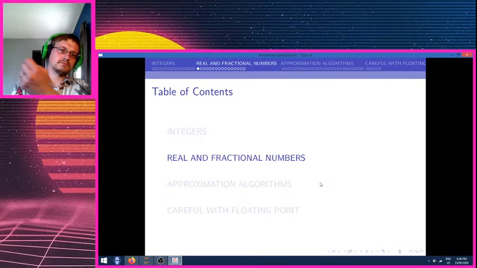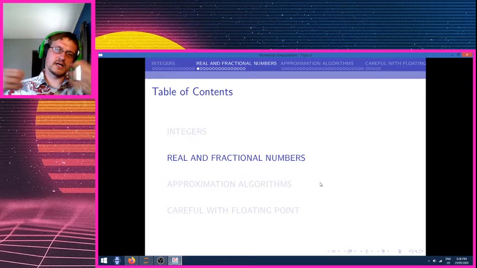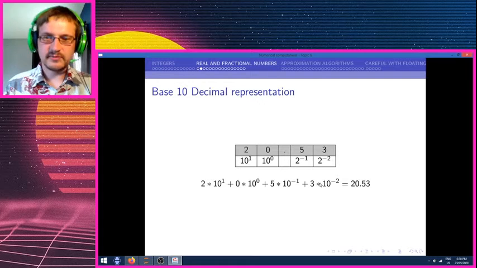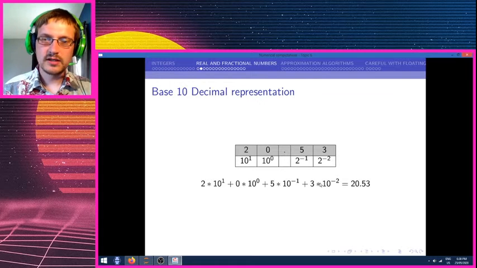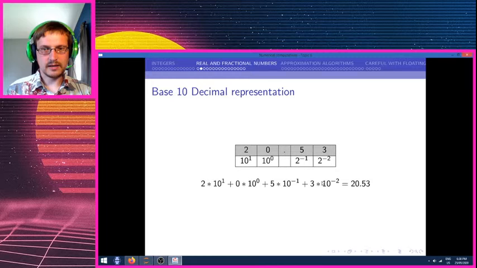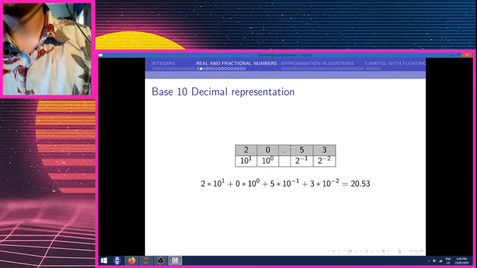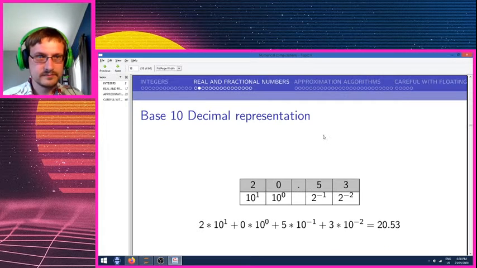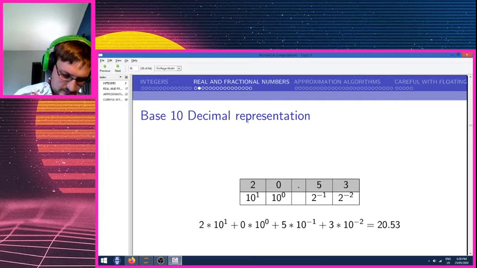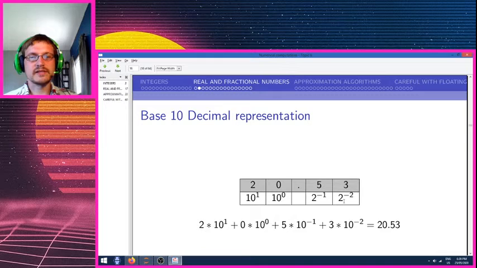Anyway. So, let's talk about how to represent real numbers, as opposed to all those fake numbers we've been doing up till now. Ooh. There's a mistake on this slide. I'm just going to make a little note that there's a mistake on slide 18. These should be 10s.